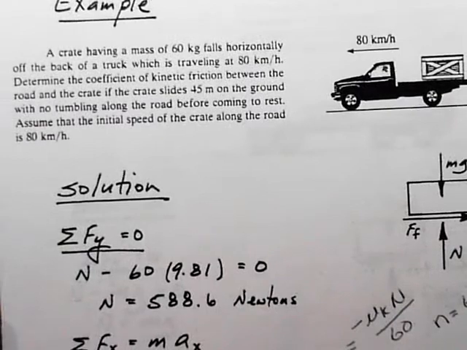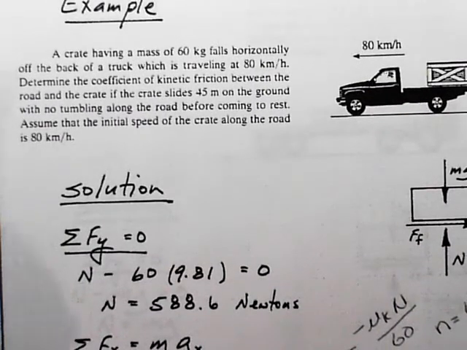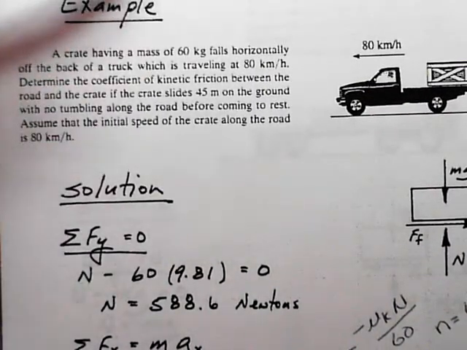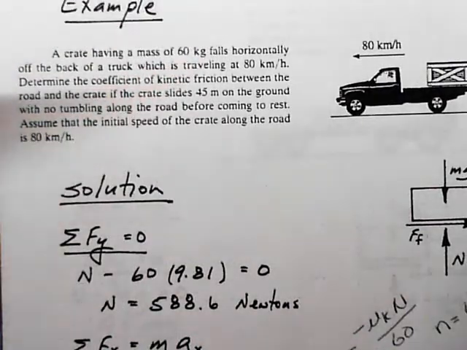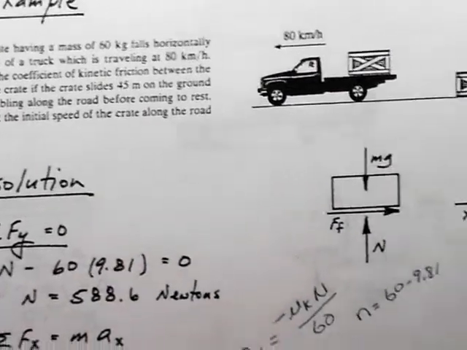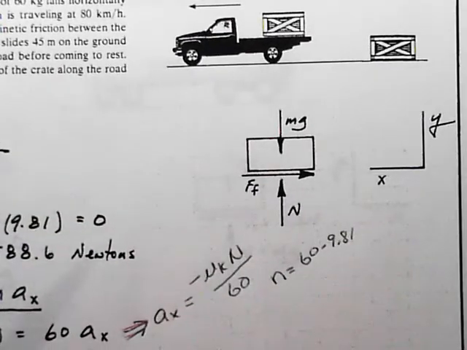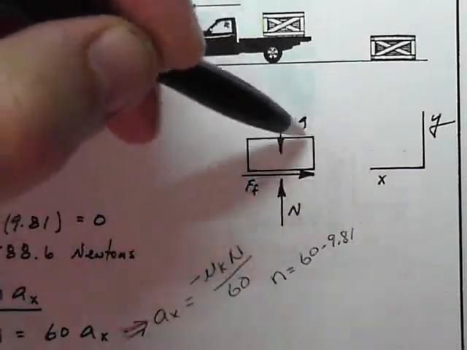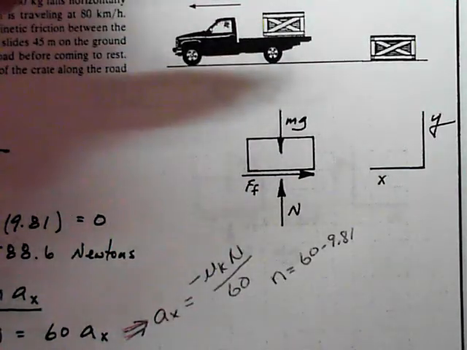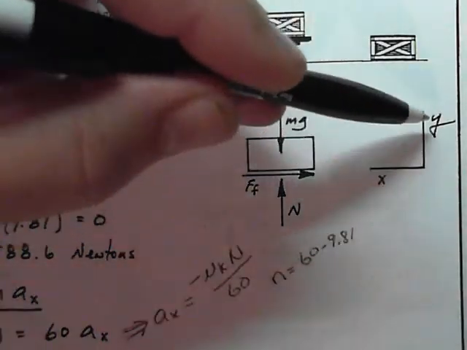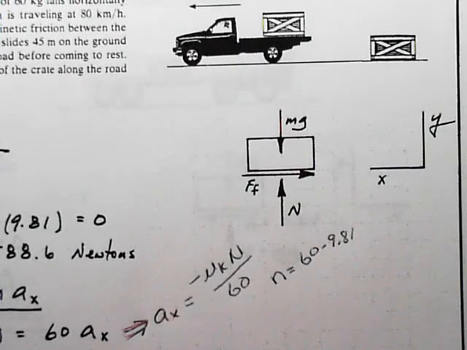And so, looking at the problem statement briefly, pause it if you'd like to copy it. We have a mass of 60 kilograms, initial velocity of 80 kilometers per hour. It travels 45 meters on the ground, and we want to find the value of the static coefficient of friction. And so we write a free body diagram, which shows all of the forces acting on the block only. That's all that we care about. We have a coordinate system showing the definition of positive.